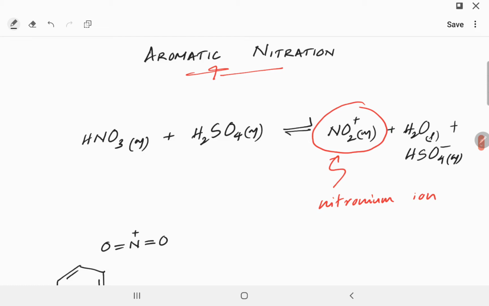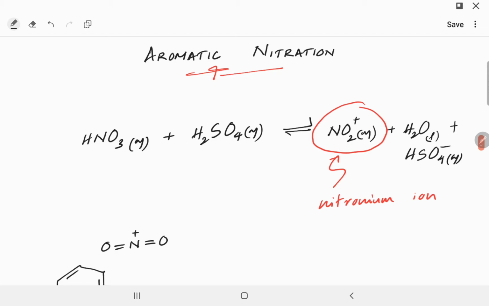So basically what we are going to do here is that we will react nitric acid and sulfuric acid, and this reaction will basically result in a nitronium ion. So this nitronium ion is the electrophile that we will use for this electrophilic substitution reaction. Remember, this aromatic nitration is actually a substitution reaction where one of the hydrogens of benzene or your aromatic compound will be substituted with a nitro group.